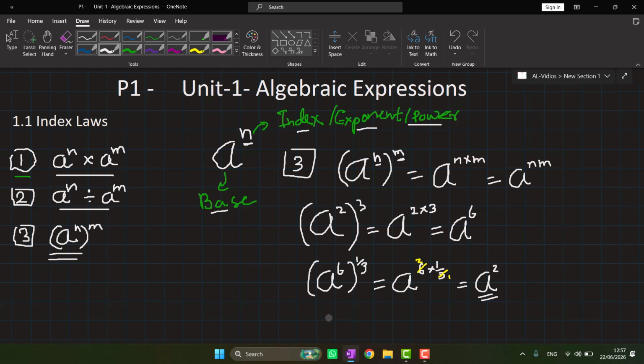And you can have the fraction inside the bracket even. Let's say you had a to the 1/2 raised to the power 6. So you can write this as half into 6, which would give you a cubed when you simplify the fraction.